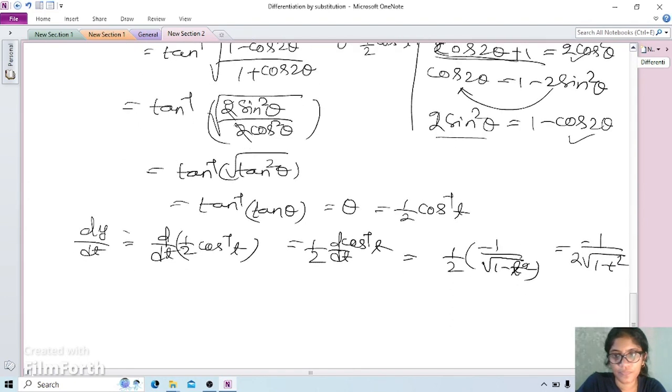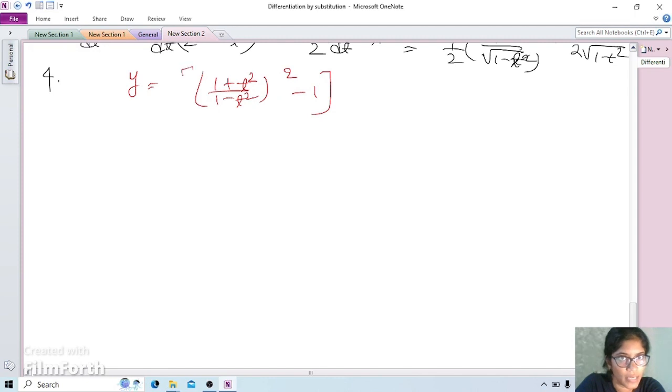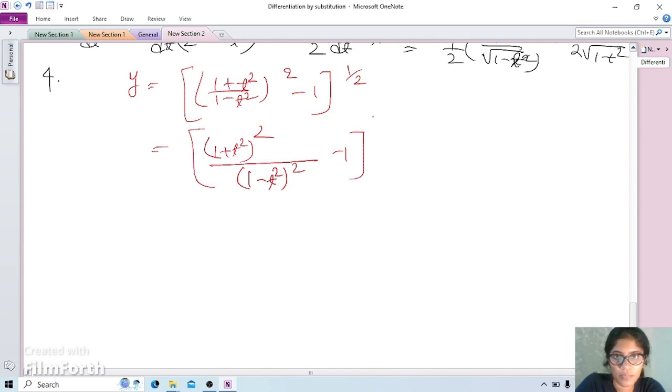Which equals 2 minus 2t square minus 2t into (0 minus 2t), that is plus 4t square, divided by (1 minus t square) whole square, which equals 2 minus 2t square plus 4t square, that is 2 plus 2t square, divided by (1 minus t square) whole square. Taking 2 as common, 2 into (1 plus t square) by (1 minus t square) whole square. It's your answer.